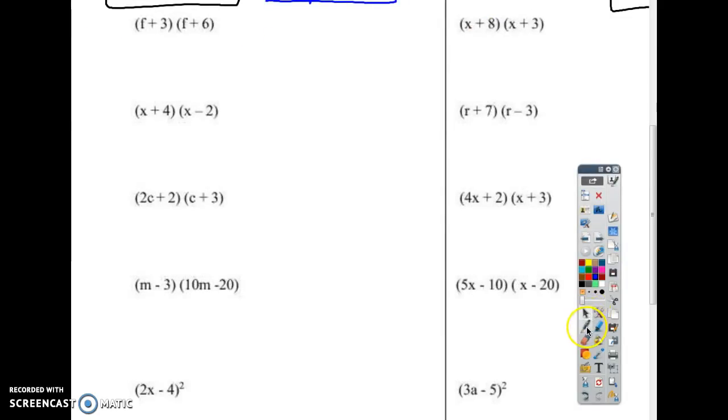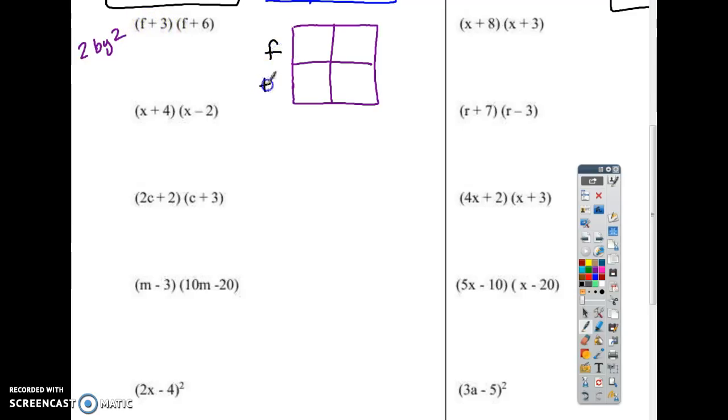Okay, so now we're getting to the good ones. This is a 2 by 2 box. So here's 2, here's 2. So it's like a square with 4 boxes inside. Okay? 2 by 2. So on the outside, I'm going to put this one on the left, so f plus 3. And then on the top, I'm going to put f plus 6.